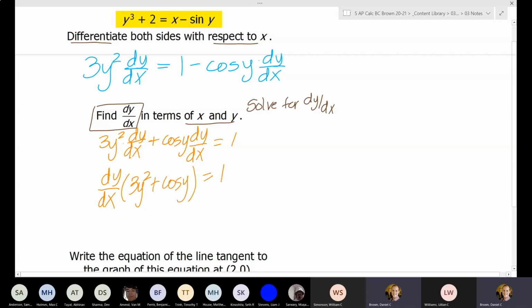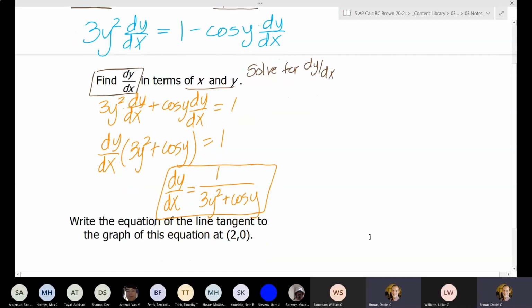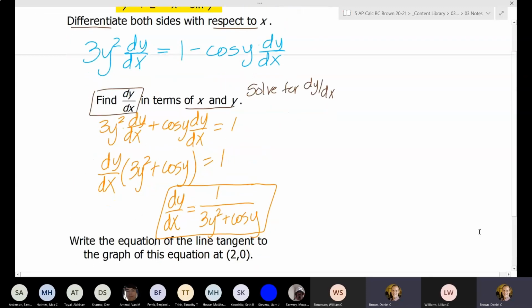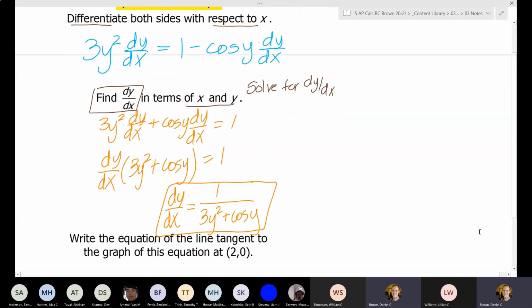And then if I'm solving for dy/dx, I just want to divide by what's left over. So we can see that the derivative dy/dx is 1 over 3y squared plus the cosine of y. This is a pretty interesting derivative because it doesn't rely on the x-coordinate at all. It just relies on the y-coordinates. Any questions on the first two parts of that question?